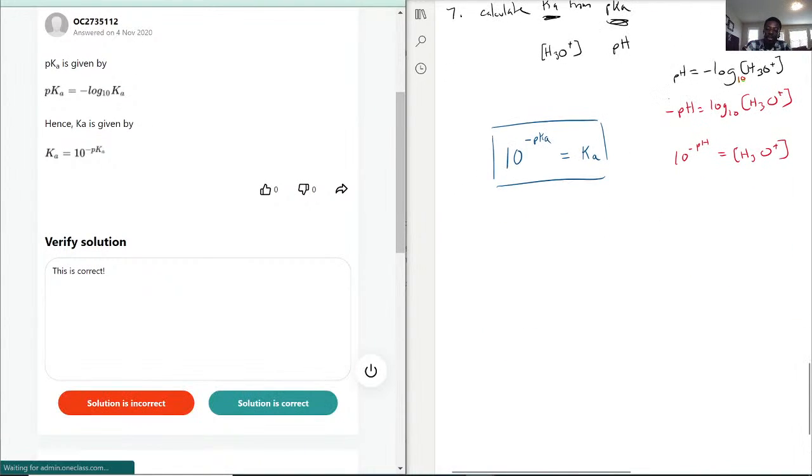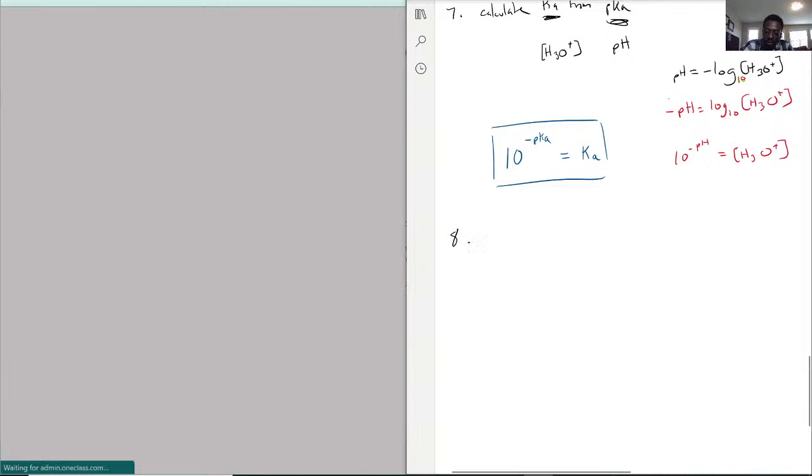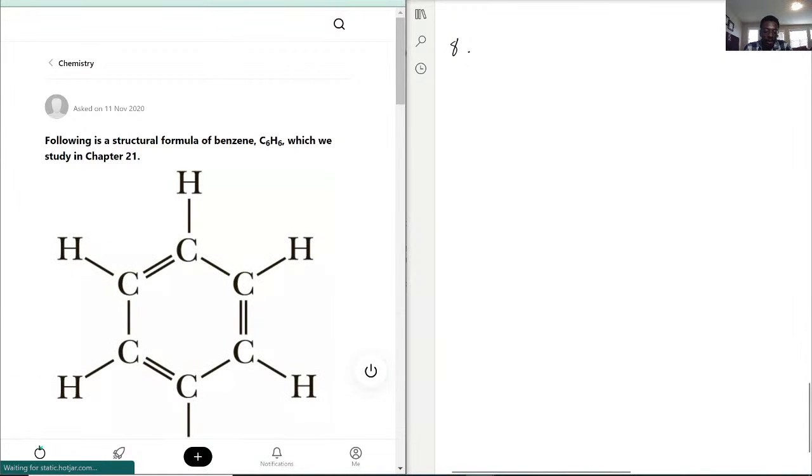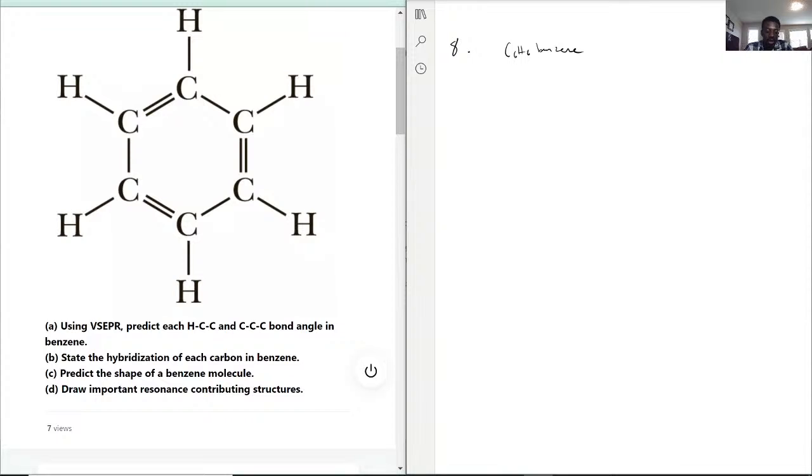Okay, so now question 8. The following is a structural formula for benzene, C6H6. Benzene, okay? Which we studied in chapter 21. And we want 4 parts. You want to first use VSEPR to predict each HCC bond and CCC bond in benzene.